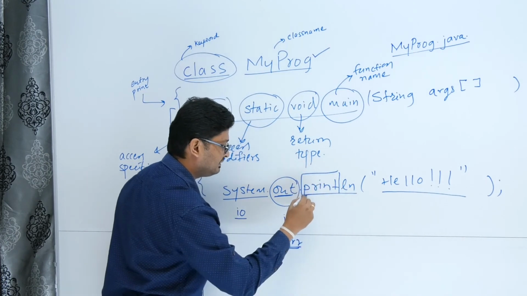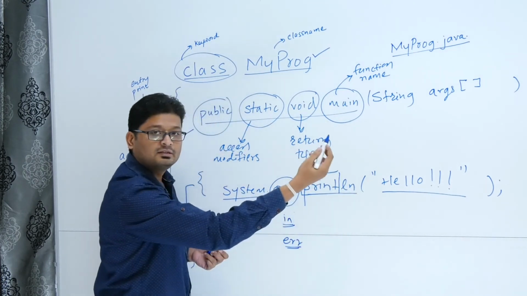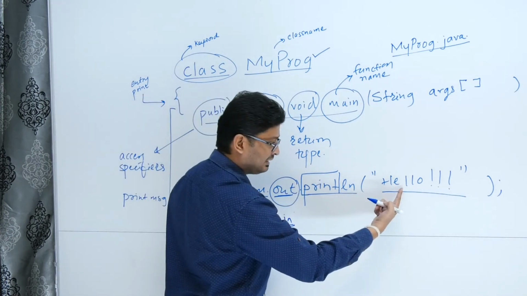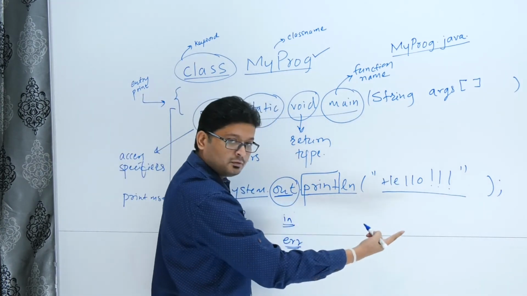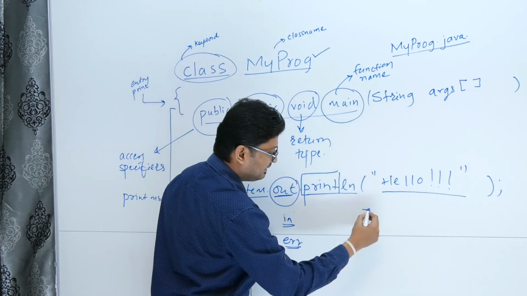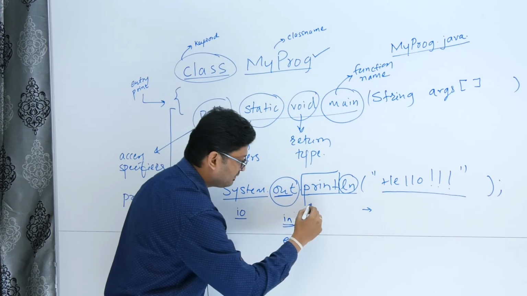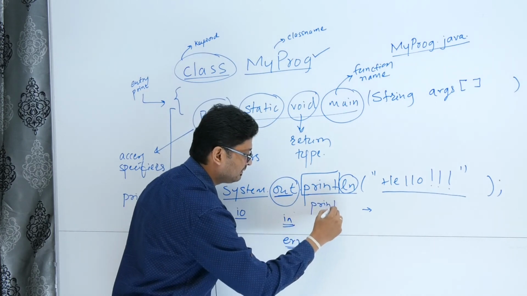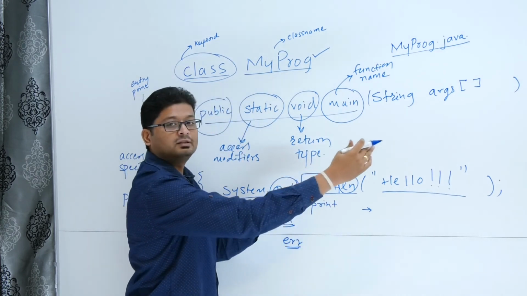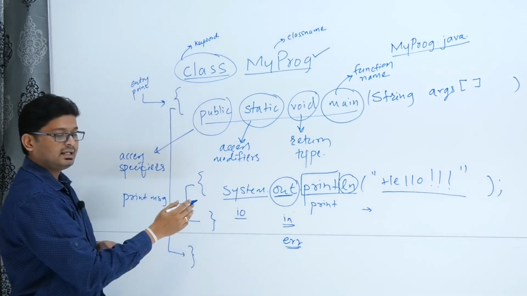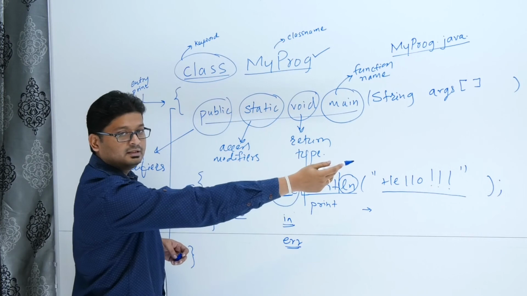Print defines the message to be printed on the screen. ln means a new line. So if I write this line and then a second print, it will be on line number 2. If I do not write println and write only print, it will print one after another on the output screen, right? So this is the simple syntax to write your program onto the monitor screen.